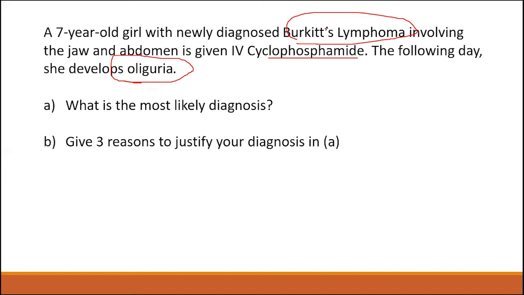Give 3 reasons to justify your diagnosis. So, based on what I've said, how are you going to justify that indeed this is a tumor lysis syndrome? So, 1, this is a newly diagnosed Burkitt's lymphoma. That is one reason. 2, there is a bulky disease. When we say bulky disease, this lymphoma is involving the jaw and the abdomen. So again, this is also a reason. And 3, receiving chemotherapy.